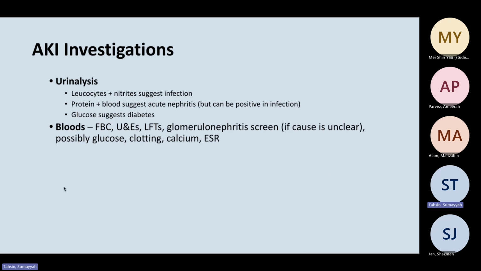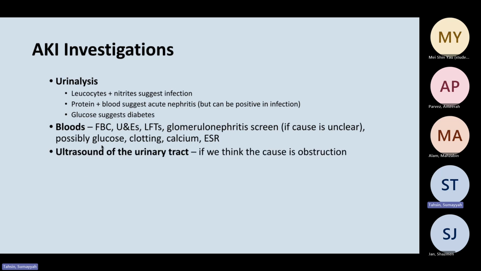So for example, looking at the full blood count, if we see things like thrombocytopenia or evidence of hemolysis, that may indicate that there are blood cells blocking the kidney. The urea and creatinine is probably the most important test because, as we said, it's how we classify the stage of the AKI, and we'd see elevated urea, creatinine, etc. Liver function tests, glomerulonephritis screen if the cause is unclear, and then glucose, clotting, calcium, ESR, etc.